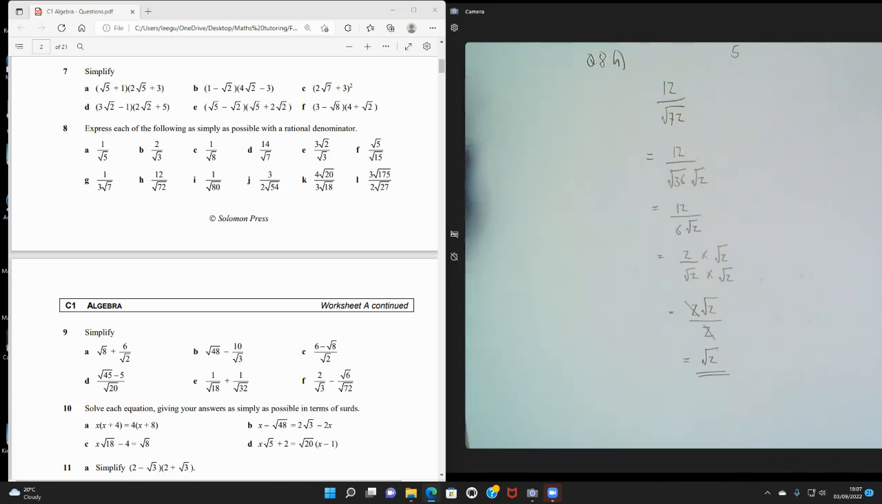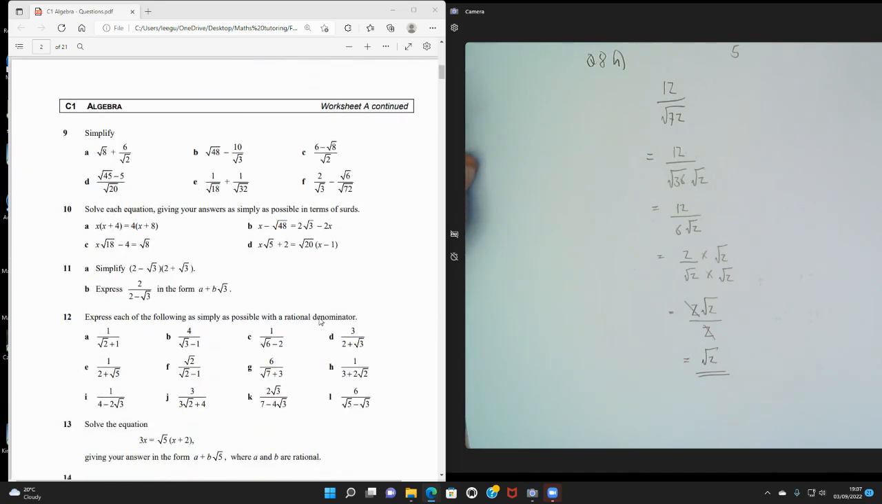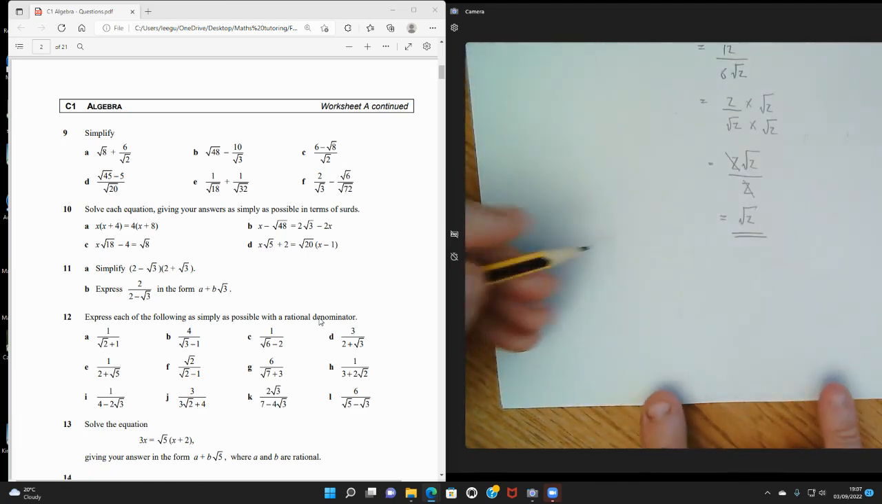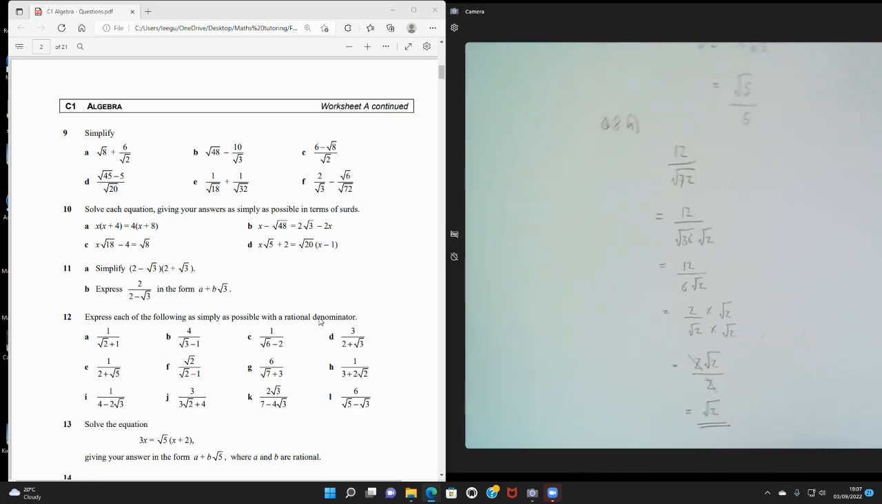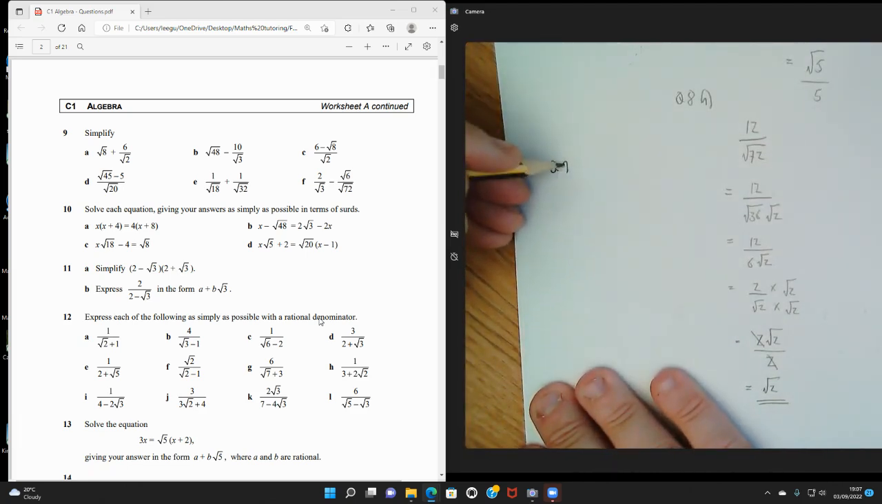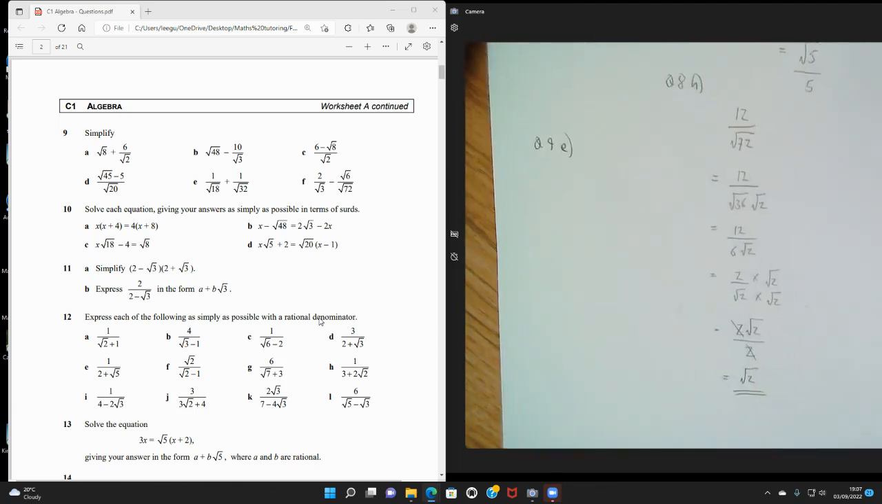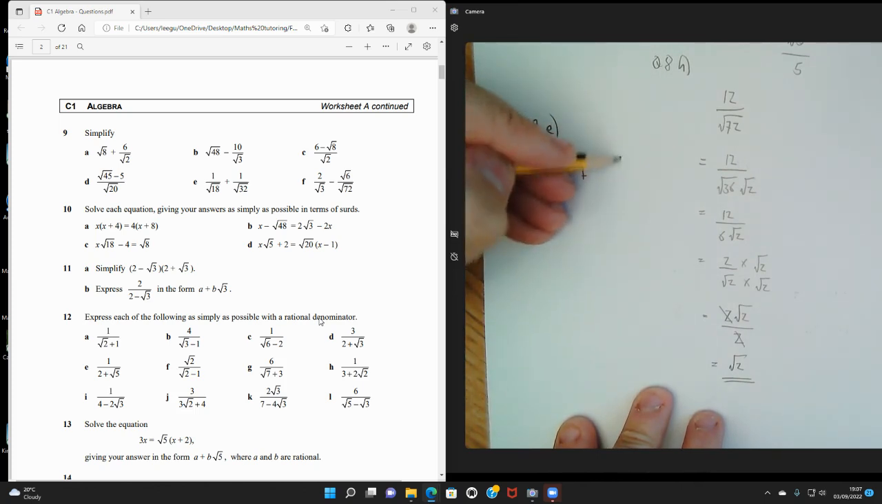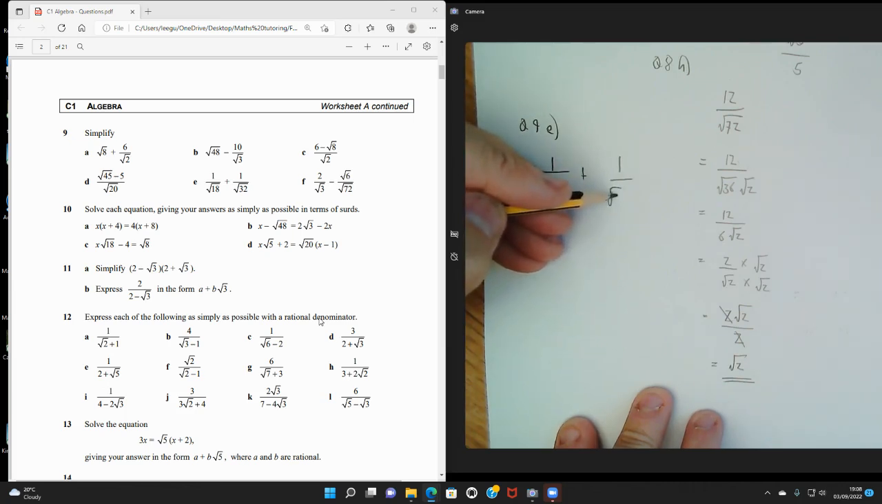Okay, excellent. Good. Now, we've got in question 9 and question 10 and 11, there's a lot more questions there for us to have a practice. I'll pick one from question 9. Let's have a look at E. Okay, so question 9E. We've got 1 over root 18 plus 1 over root 32.